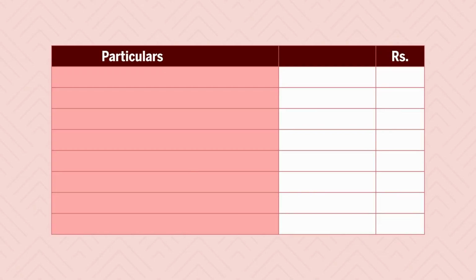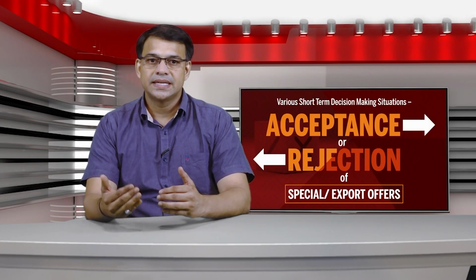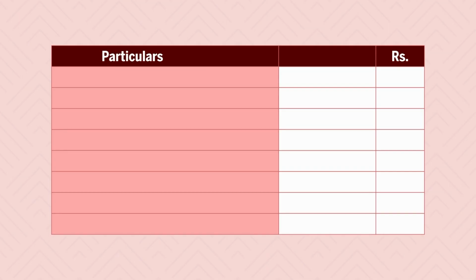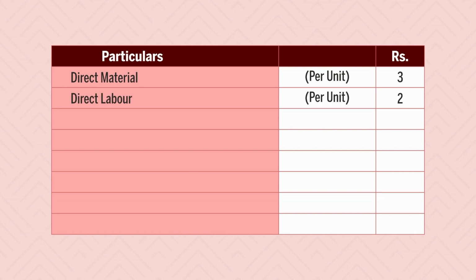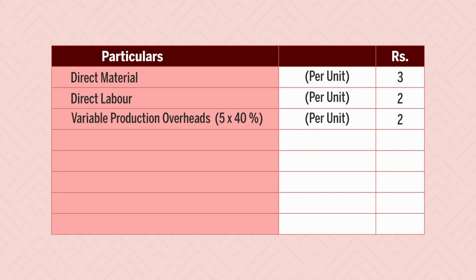From the table, it is clear that we have divided into two parts, relevant cost and irrelevant cost. First, we have a list of expenditure, that is relevant cost, meaning variable cost. Direct material, as you know, is variable cost, direct labor is variable cost, and variable production overhead is rupees 5, but out of that 60% is fixed. So 40% is variable, meaning rupees 2 is variable.